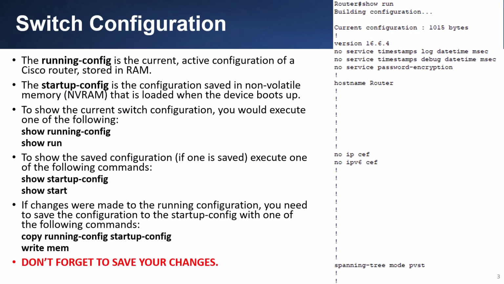The running config is the current active configuration of a Cisco router stored in RAM. The startup config is the configuration saved in non-volatile memory, NVRAM, that is loaded when the device boots up. To show the switch configuration, you would execute one of the following: show running-config or show run. To show the saved configuration, if one is saved, execute one of the following commands: show startup-config or show start.